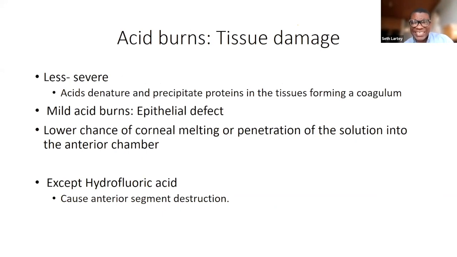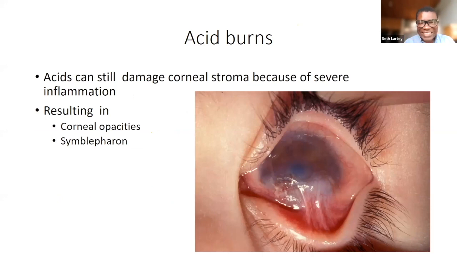Acid burns, on the other hand, are less severe because acid denatures proteins, precipitates them, and forms a coagulum on top of the cornea. Mild acid burns have just a few epithelial defects, and so there's a lower chance of cornea melting or penetration of the acid into the anterior chamber, except hydrofluoric acid, which causes severe destruction. However, acids can cause severe inflammation and still result in corneal opacities and symblepharon. So even though we've said that it is less severe, it can still cause a lot of injury.